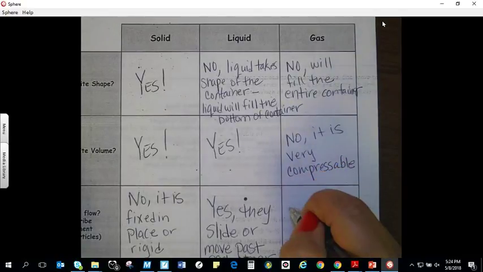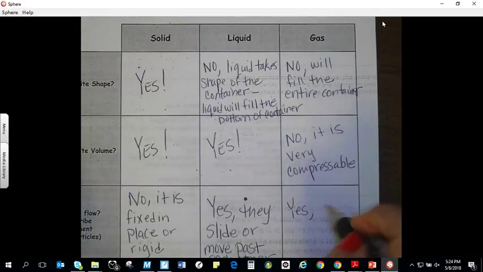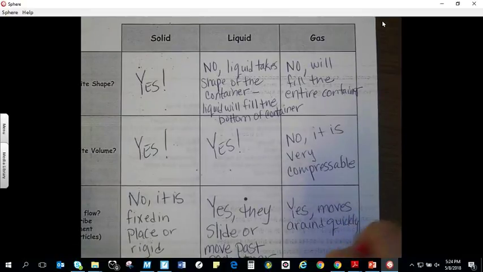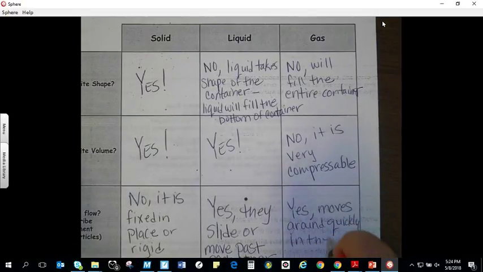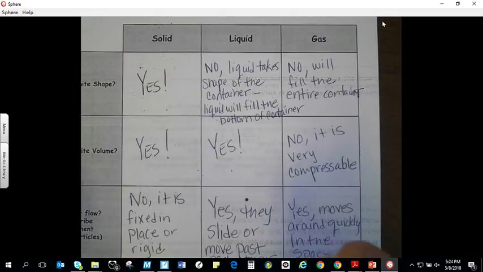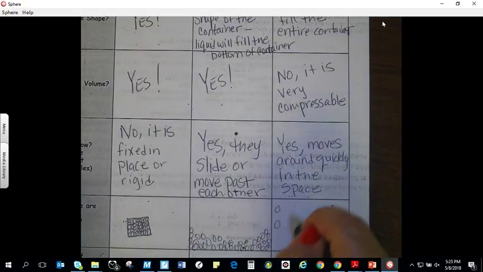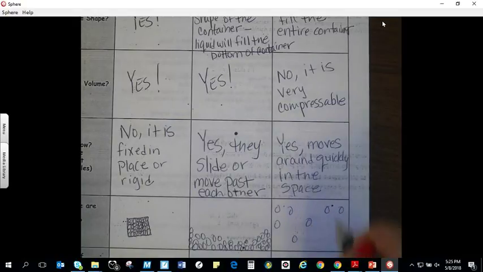Can it flow? Yes, very much so. It moves around quickly in the space. And so when I draw it, we know that it fills the container up.